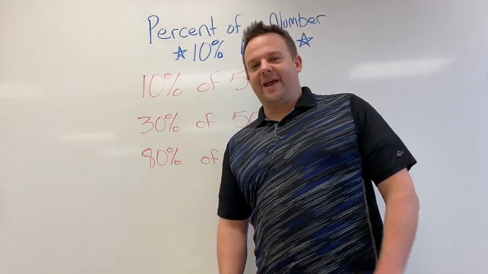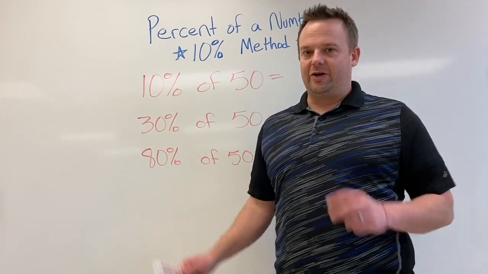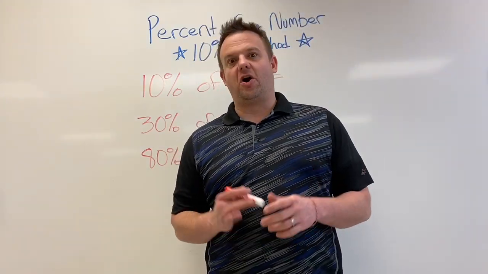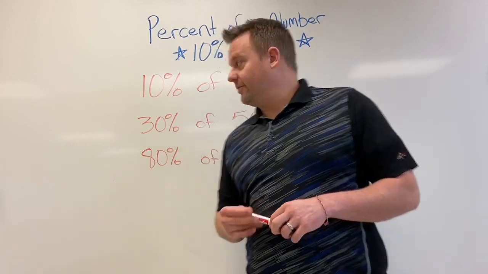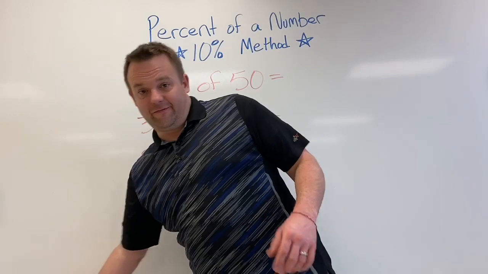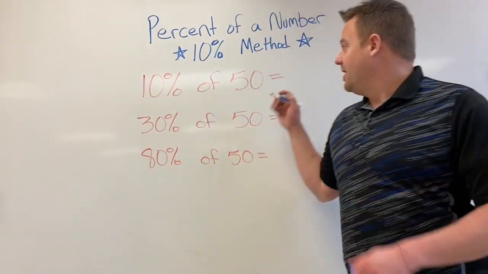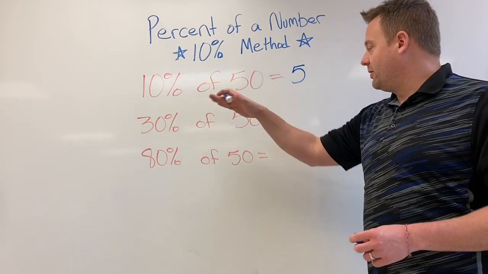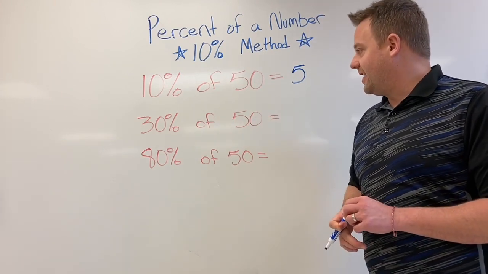Welcome to today's math lesson, percent of a number part 2 using the 10% method. Now this 10% method, this is awesome to use. Let's get right into it. So 10% of 50 is what? Well, 10% of 50 would be 5. You just move the decimal back one place because 0.1 times 50 is 5.